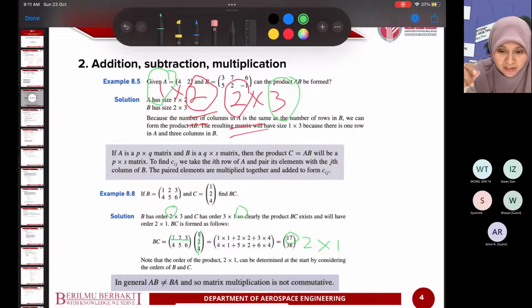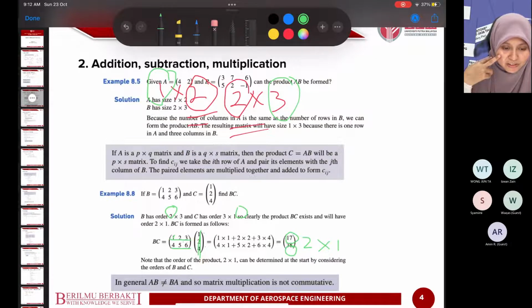So we get 17. And the second one, 38, is second row and first column. So second row, first column again: 4 times 1, 5 times 2, and 6 times 4. So that's how we get the product of the matrix BC.